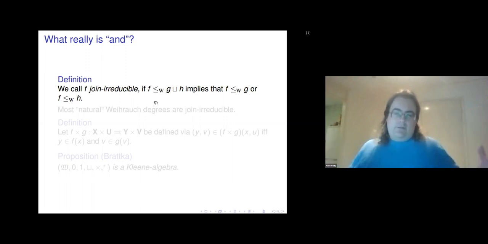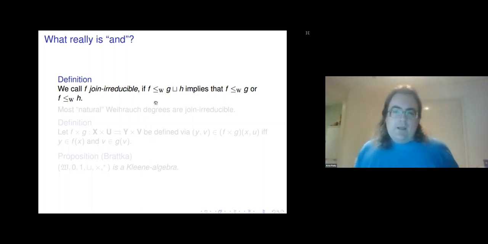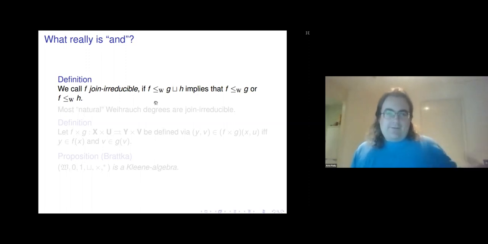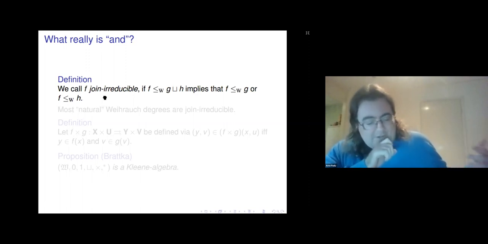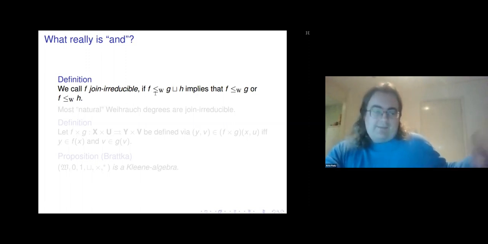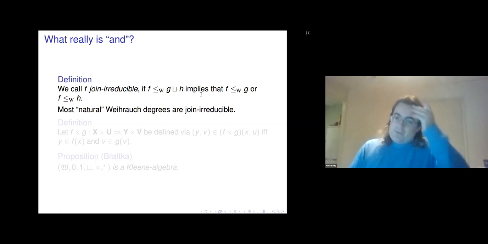But it turns out that this "and" is hardly ever the "and" that shows up in an actual real life proof. So the lattice theoretic notion that we need here is being join irreducible. That means that F has that property if whenever F is below a join of two things, F is already below one of them. So the joins don't help solving F. And it turns out that most of the natural Weihrauch degrees, if you look at a theorem that you want to classify and so on, they all have that property.